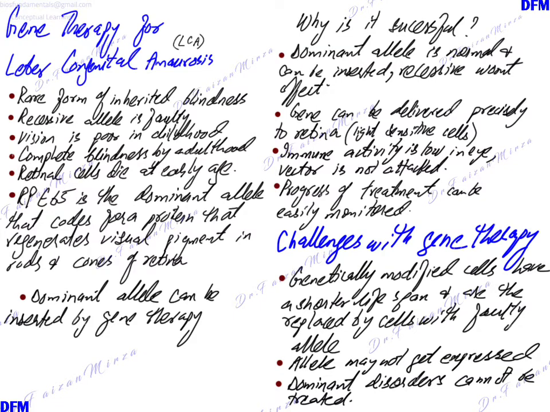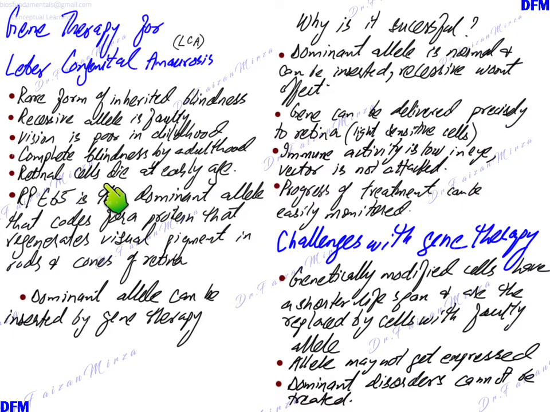This brings us to gene therapy for Leber Congenital Amaurosis. Leber Congenital Amaurosis is LCA. It's a rare form of inherited blindness. This is caused by a recessive allele, which is faulty in this case. Vision is poor in childhood. Complete blindness occurs in adulthood. But we know we have our retinal cells, and the retinal cells keep on regenerating in our eyes, so we keep on seeing the world around us.